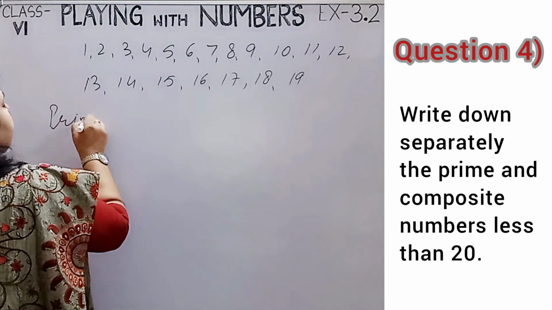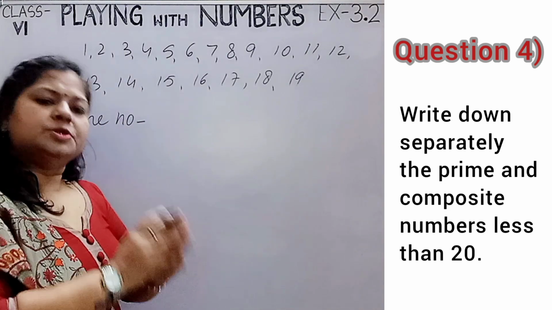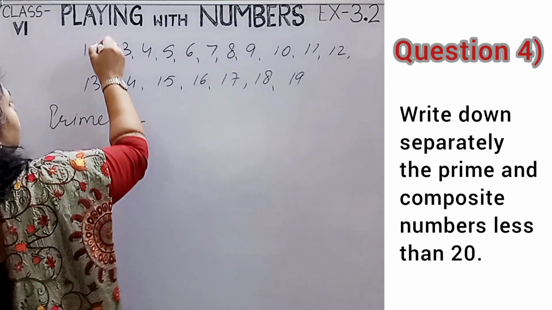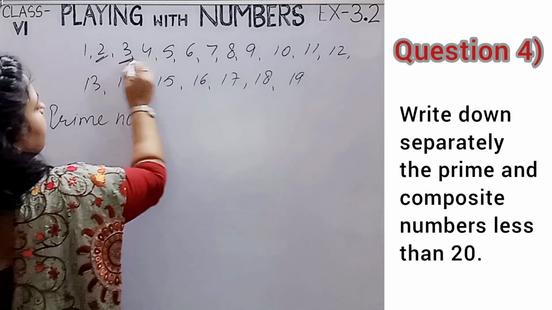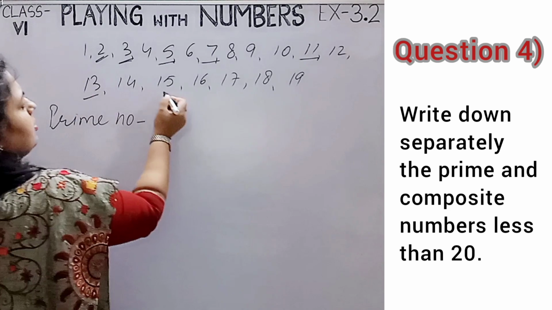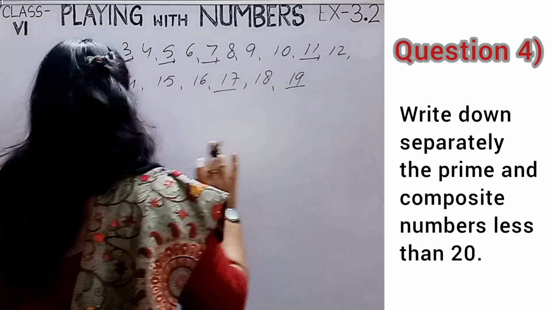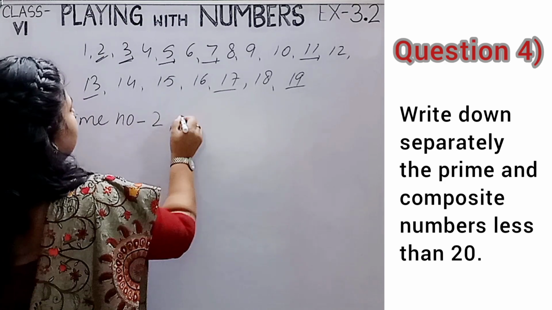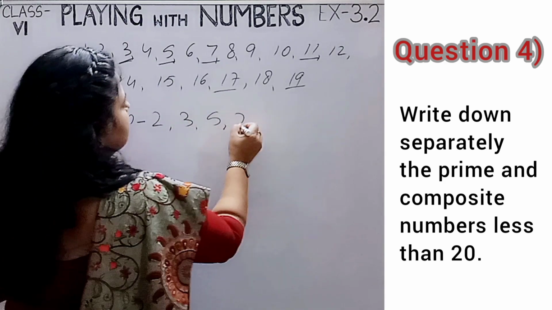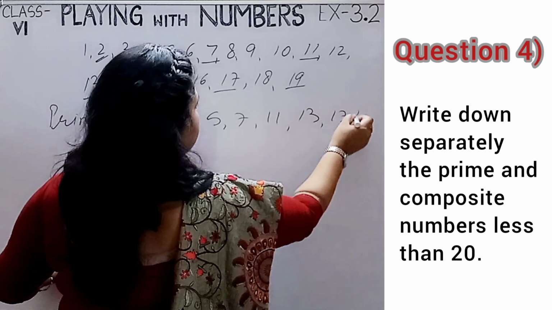Now come to prime numbers. What is a prime number? The numbers which have only two factors. It means these numbers have only 2 factors: 2, 3, 5, 7, 11, 13, 17, 19.